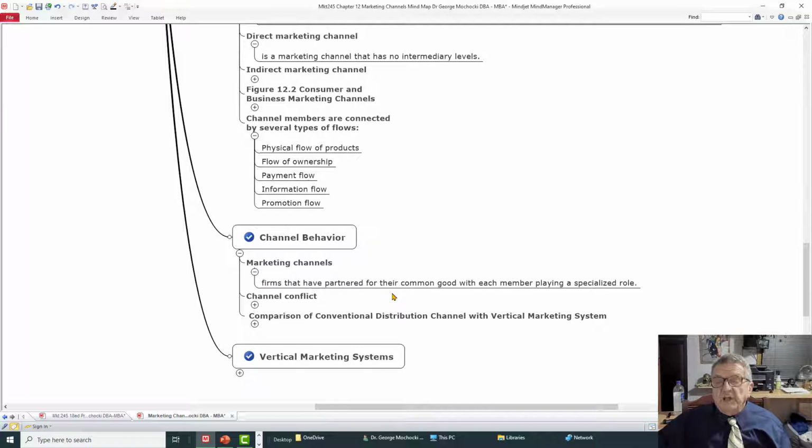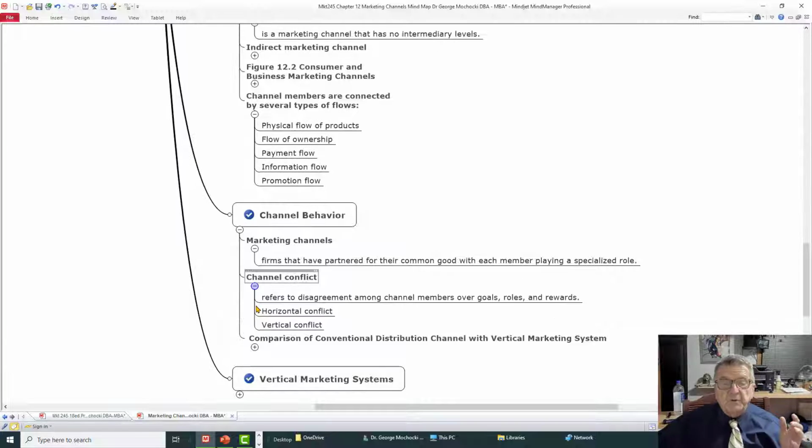Firms that partner for the common good, each member has a special role within my marketing channel. Marketing conflict: there's always a conflict between anything. It refers to conflict among channel members over certain goals, roles, or rewards.